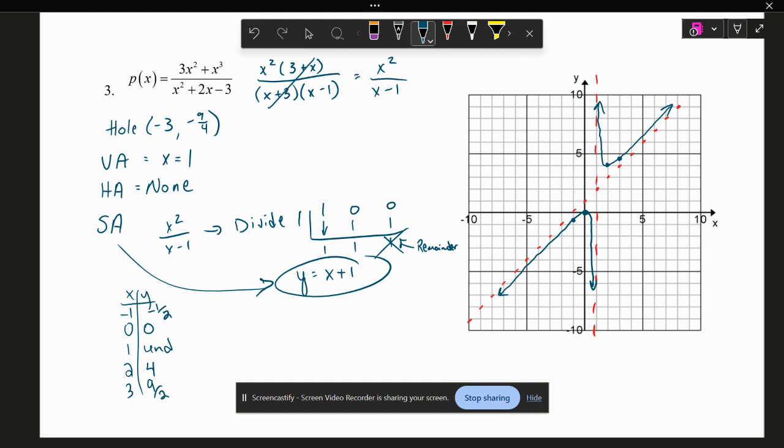And again, factor, find your holes, find your asymptotes, graph your asymptotes, and then do your XY chart. I think that's going to be the easiest way for you to do things.